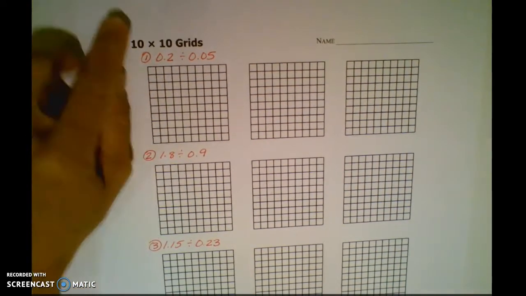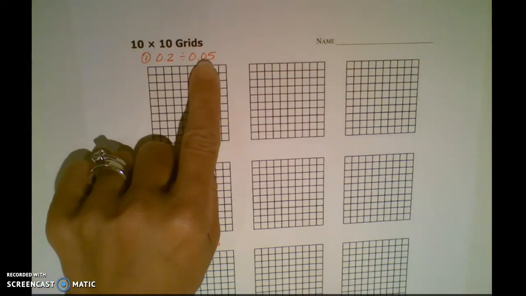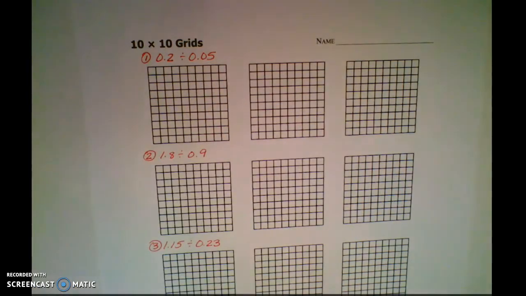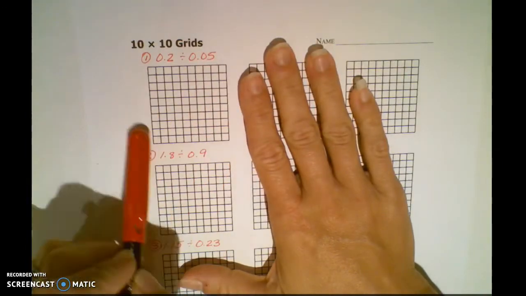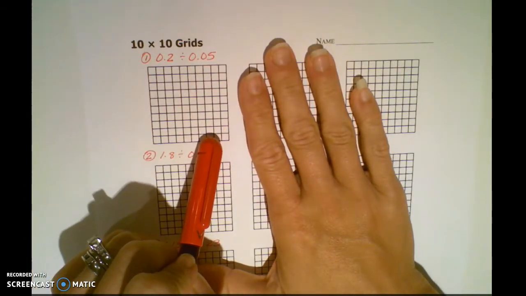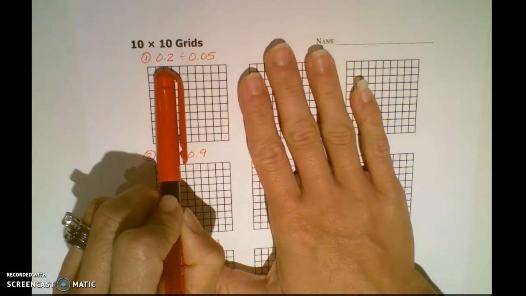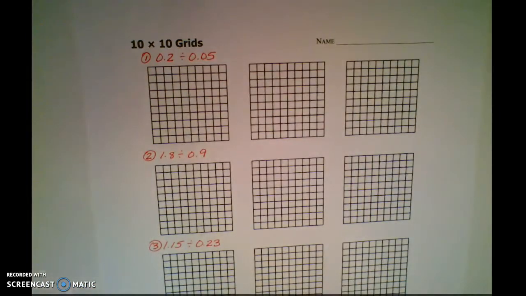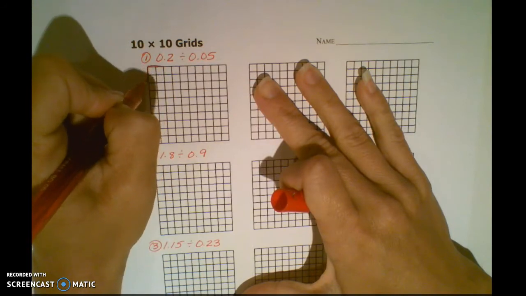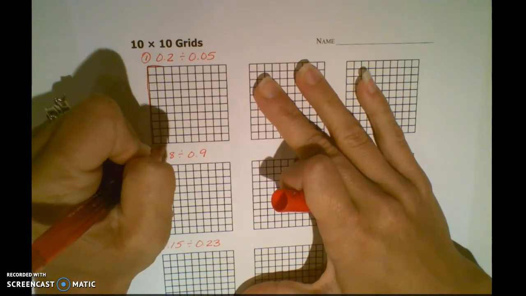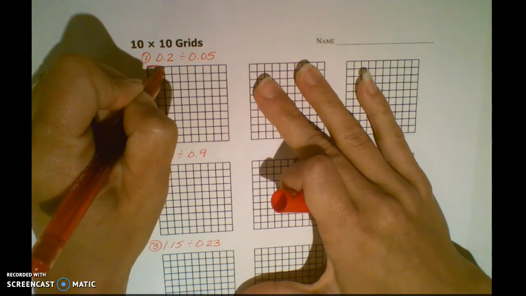We have 2/10 divided by 5/100. So I have an amount that's not even 1, and I'm going to divide it by an amount that's also not 1. So let's start by looking at the whole. Do I need to divide the whole? I don't. I only need to divide 2/10. That's my divisor. So let's go ahead and I'm just going to trace 2/10 so I know this is the only space I'm looking at.